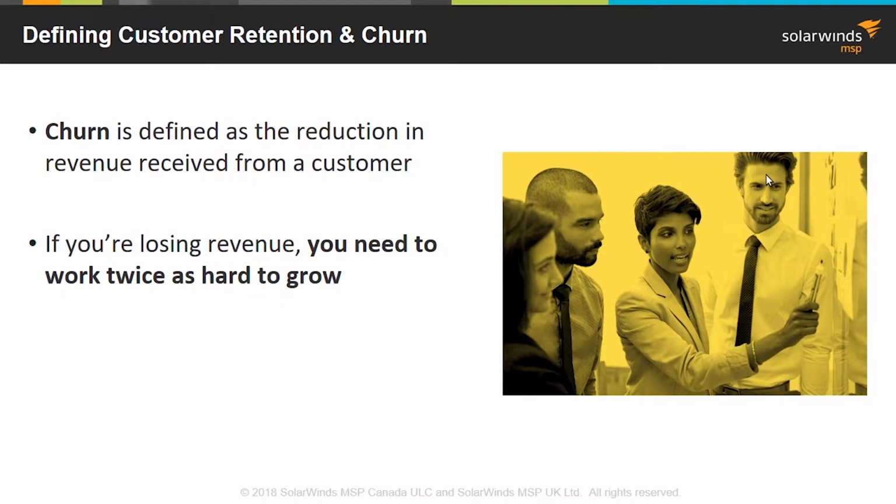The first step is a simple one. Make sure everyone is clear on how you're defining churn. As stated on the slide, churn is defined as the reduction in revenue received from a customer. This could be a customer downsizing, reducing the number of users supported by your fully managed program. It could be an account opting to cancel one of their services, say managed antivirus, but continuing other managed services with you. Or, the worst case, a customer deciding to cancel services outright and move to a competitor.